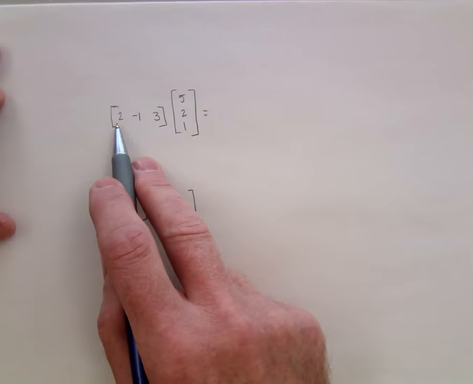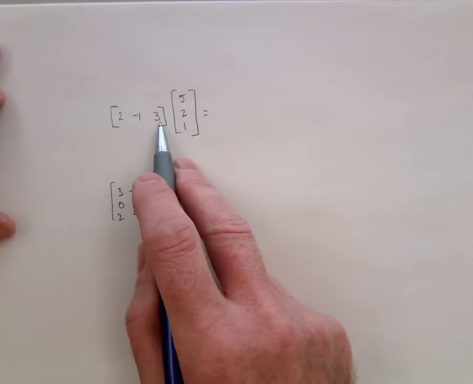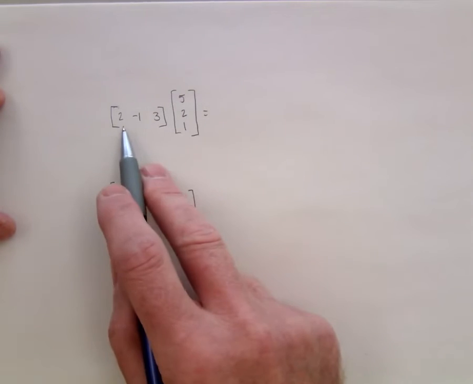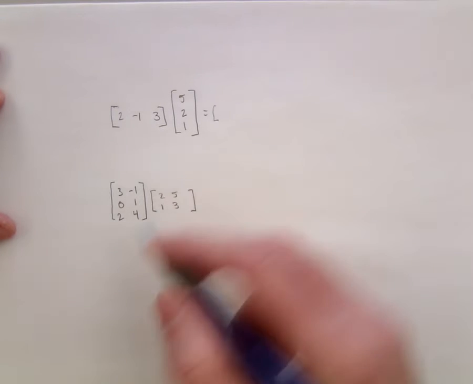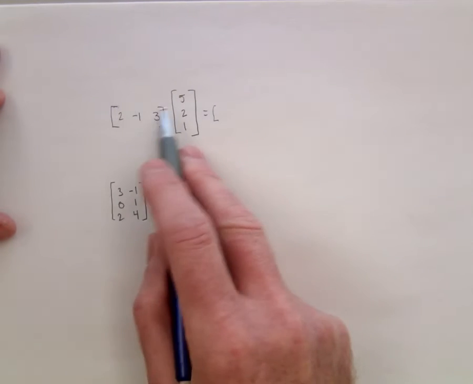When you multiply a row by a column, the row is always on the left, the column is always on the right, and the number of entries has to be the same. And the reason the numbers of entries have to be the same is that we pair these up.